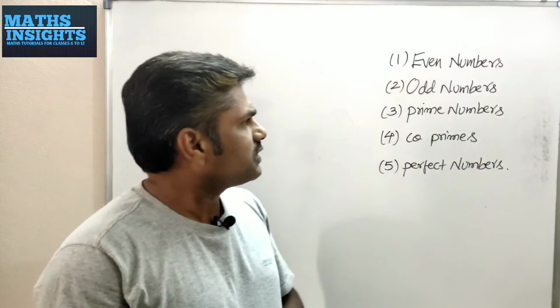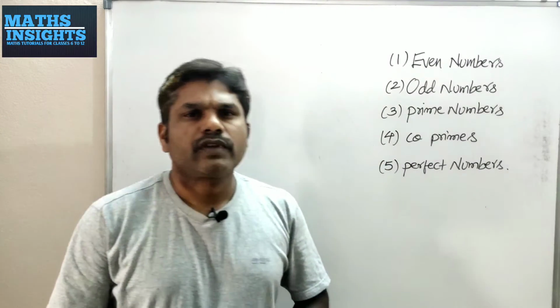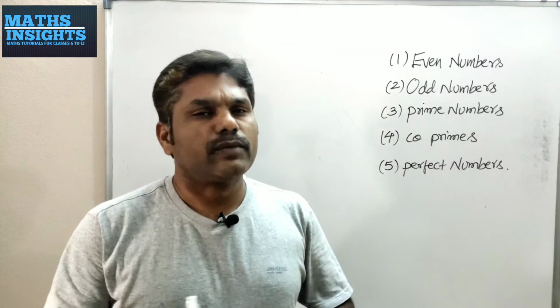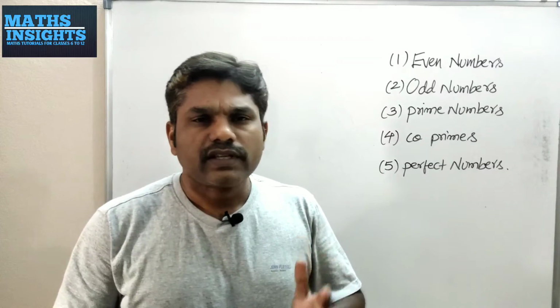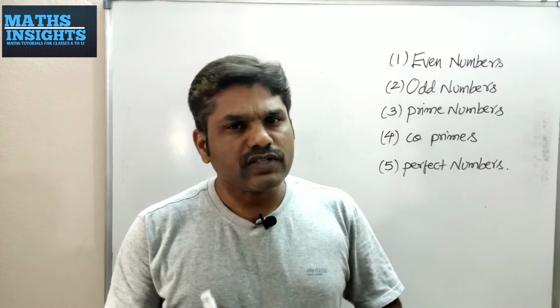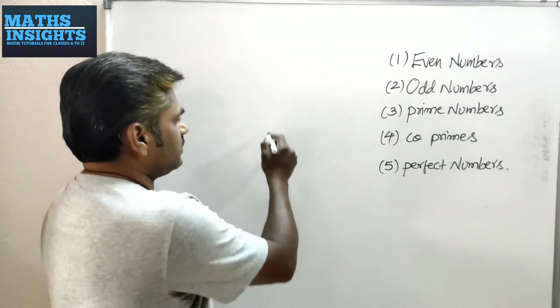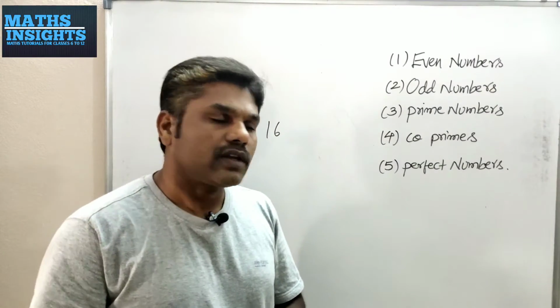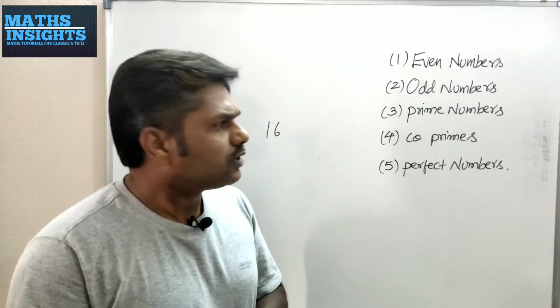The first one is even numbers. A counting number is said to be an even number if it is exactly divisible by 2. For example, if you take 16, it is exactly divisible by 2.